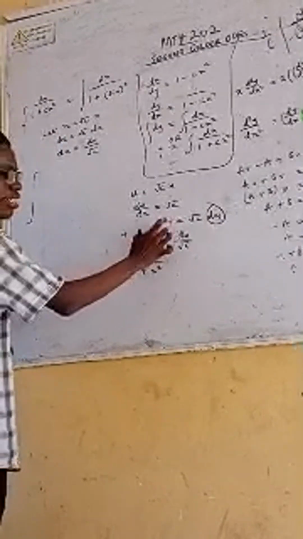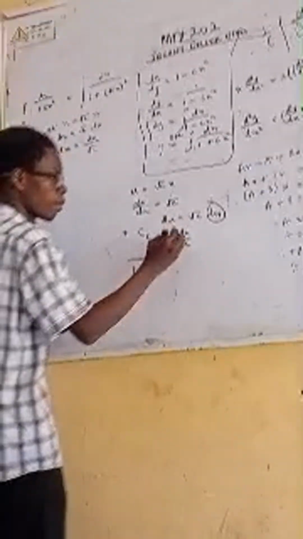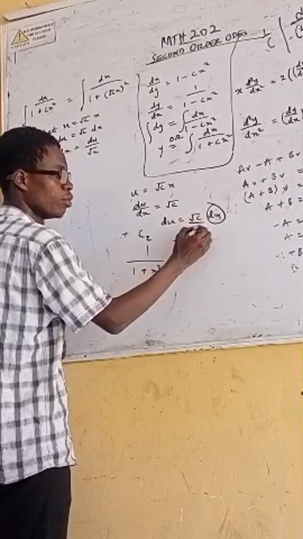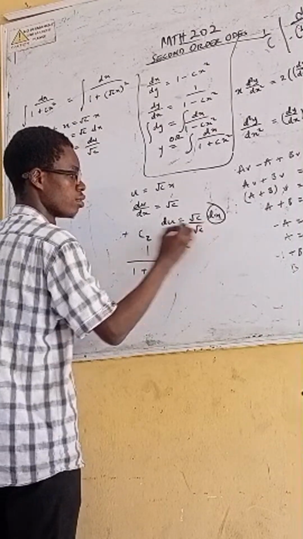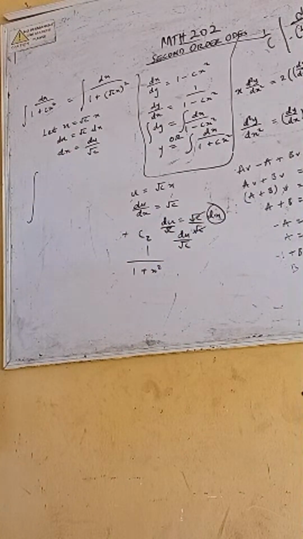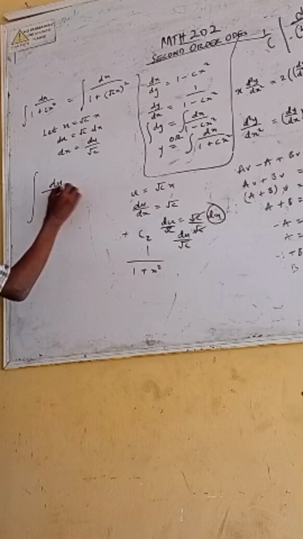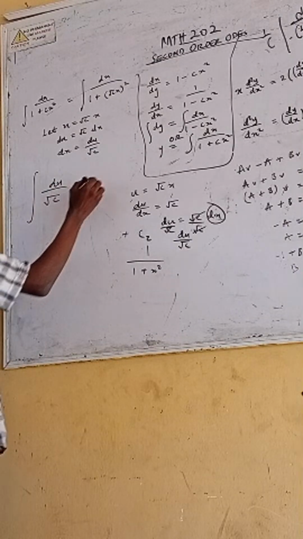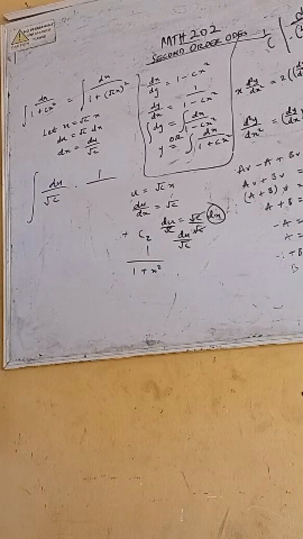Instead of writing dx, I divide both sides by root c, so my dx equals du over root c. Instead of writing dx, I write du over root c times 1 over, okay? You get what I'm doing?